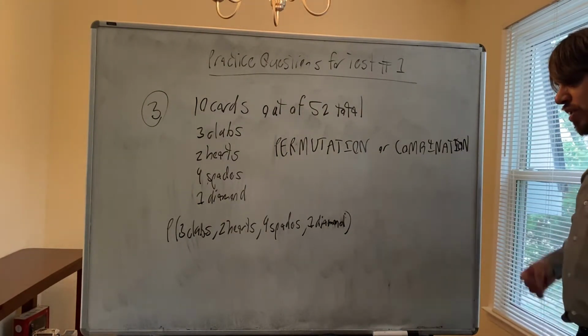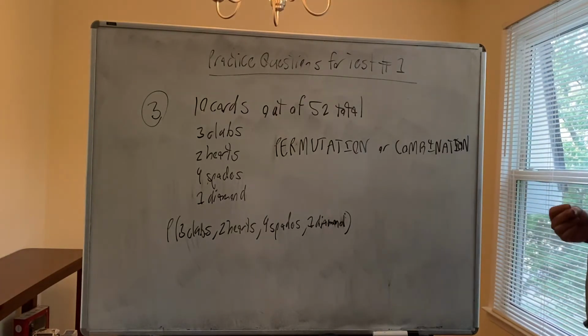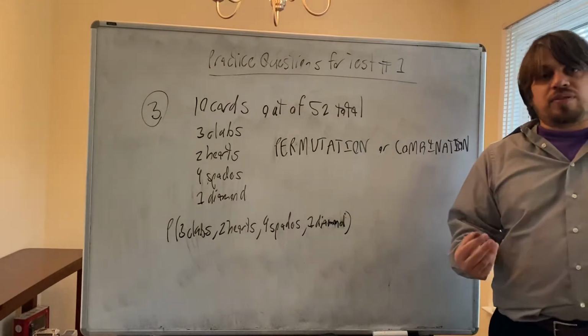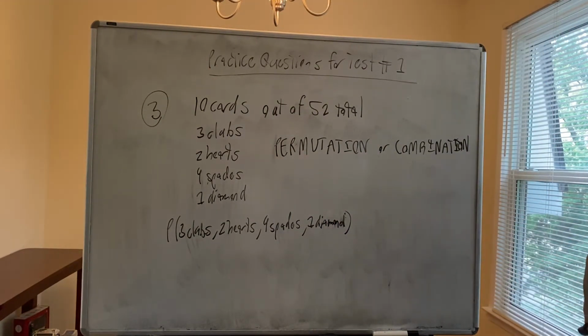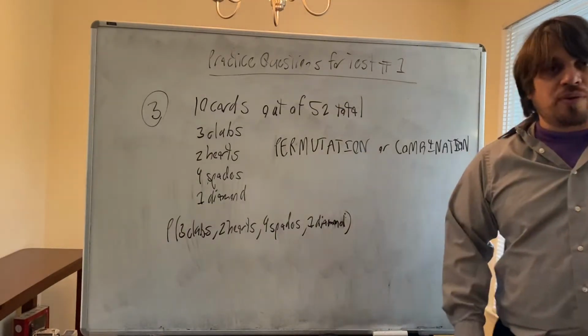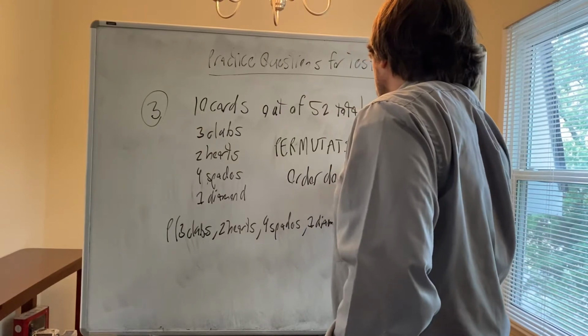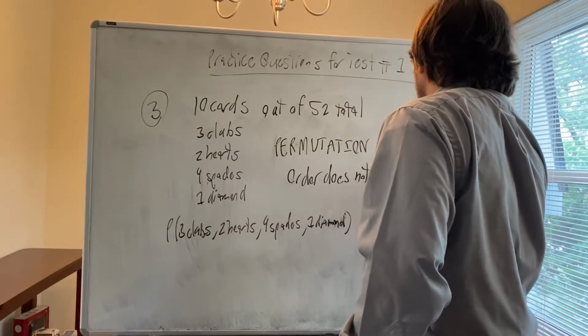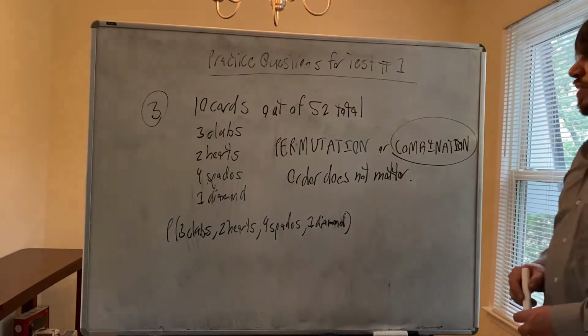Well, we're finding the probability of selecting 3 clubs, 2 hearts, 4 spades, and 1 diamond, but it does not specify the order. It doesn't say I have to choose the clubs first or the hearts first or the spades second or the diamonds third. Order doesn't matter at all. So I'm finding a probability where order does not matter. And so when order does not matter, it's combinations.